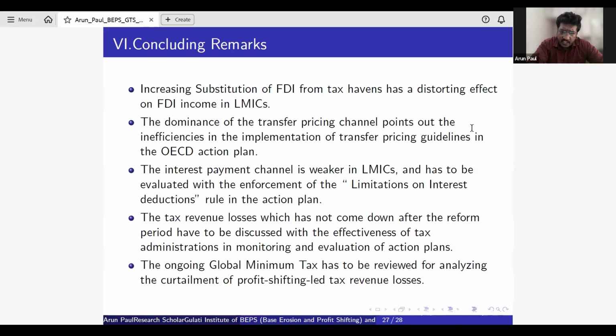And the tax revenue losses, which have not come down after the reform period, have to be discussed with regard to the effectiveness of tax administrations in monitoring and evaluation of the action plan. And we all know the ongoing global minimum tax discussion has to be reviewed for analyzing the curtailment of profit shifting led tax revenue losses.